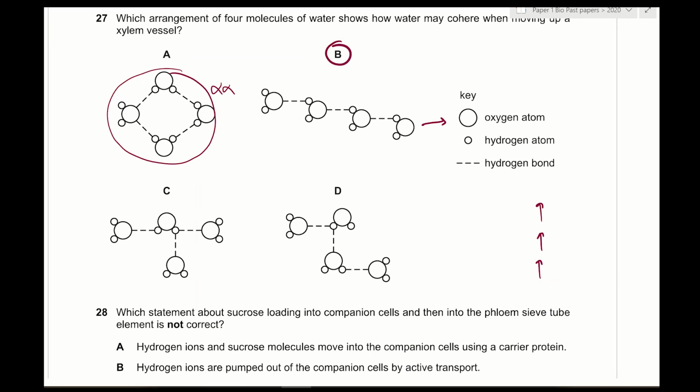And for C, here it's assuming that a hydrogen atom forms 2 hydrogen bonds with 2 oxygen atoms. This is not possible. An oxygen atom is what forms 2 hydrogen bonds with hydrogen atoms, not the opposite. Same for D. Here it's assuming that also hydrogen atoms form 2 hydrogen bonds with oxygen atoms. Therefore, this is incorrect. Therefore, the only correct answer must be B.